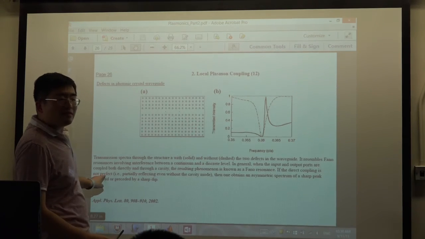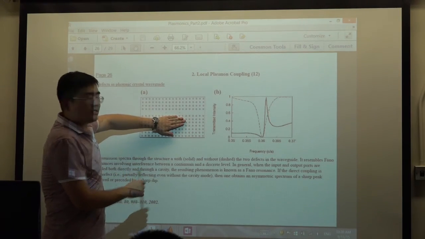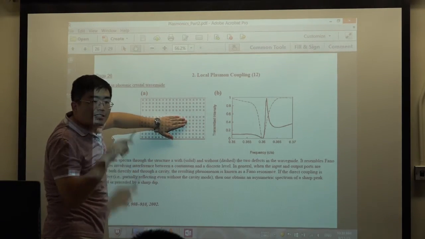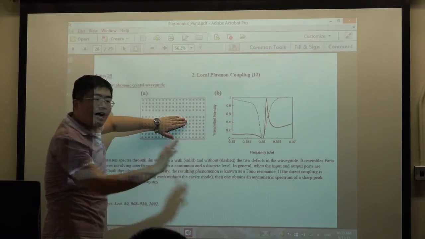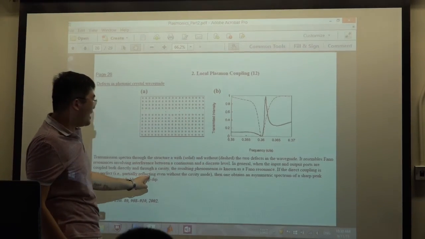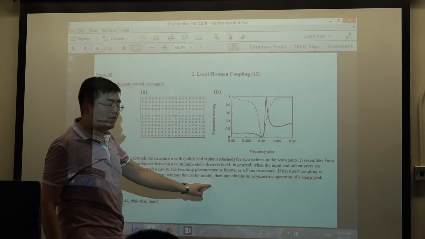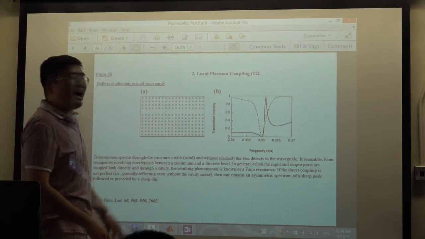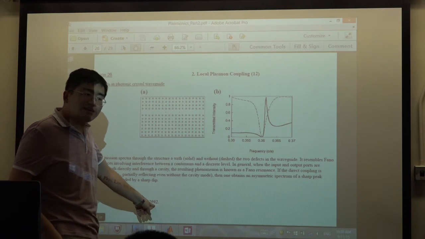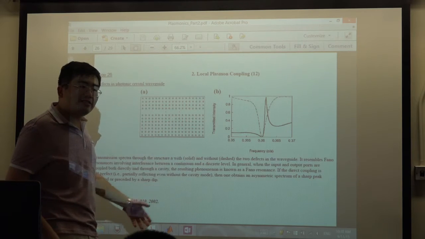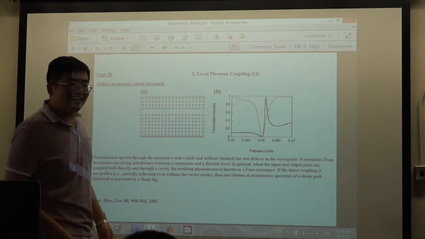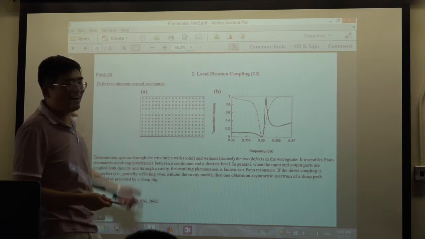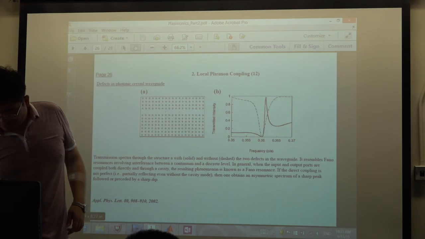Here, if the direct coupling is not perfect, it's called direct coupling. Without this, if I remove the two defects, it's perfect, 100%. Add this, and it's not 100%, not perfect, or partially reflective, even without the cavity. Then we obtain an asymmetric spectrum, or sharp resonance. This is highly scientific, from 2002. At that time they knew Fano resonance, but even ten years ago, people didn't study Fano resonance in plasmonics. They didn't even do the pioneering work.